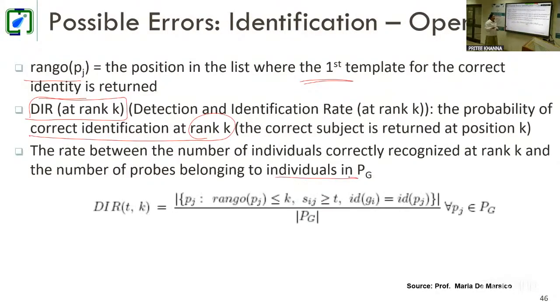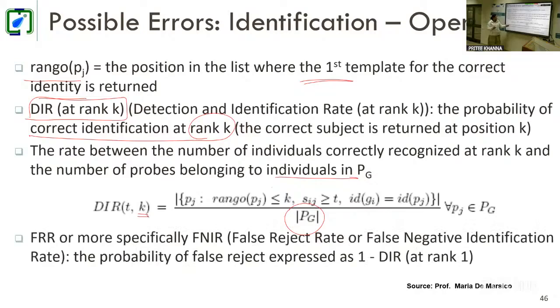So that is how you can see, based on how many individuals belong to a database, out of that how many are going to be identified correctly at rank K. So when you say DIR at rank 1, the first one is the desired. Let us say your template is satisfied above the threshold, but it is coming at fourth position. So it is not DIR 1, it is DIR 4. So at what rank are you going to get it correct?